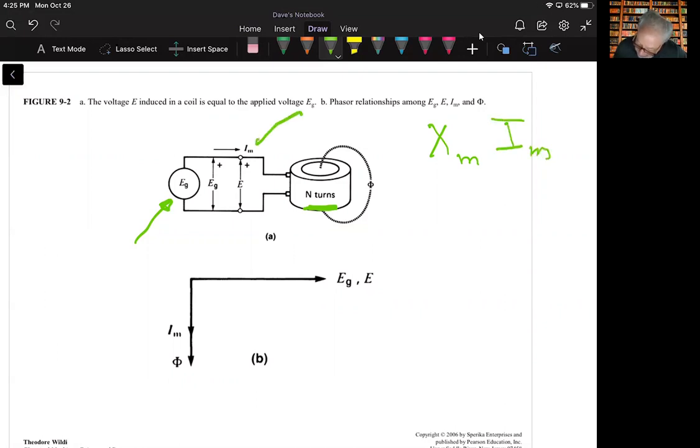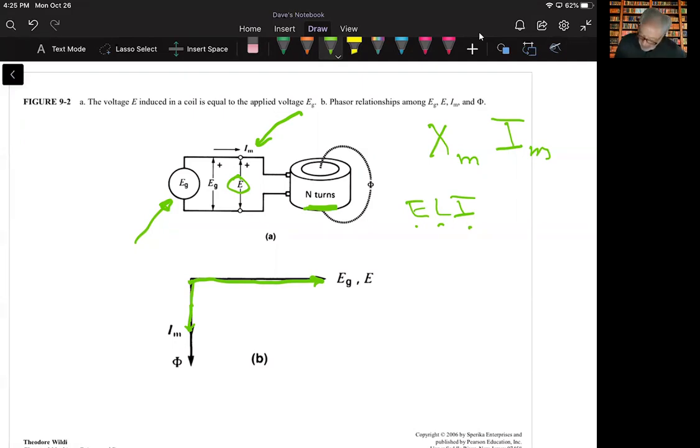And we can see the current here. And then this is the applied voltage. Now, there is a slight difference between what's applied and what the coil sees, but we won't go into particulars of that. But what I do want you to know is that this induced current, I sub M, will lag the voltage by 90 degrees. And we know that's a fundamental of an inductor, right? Voltage leads current by 90 degrees, or we could say current lags voltage by 90 degrees.